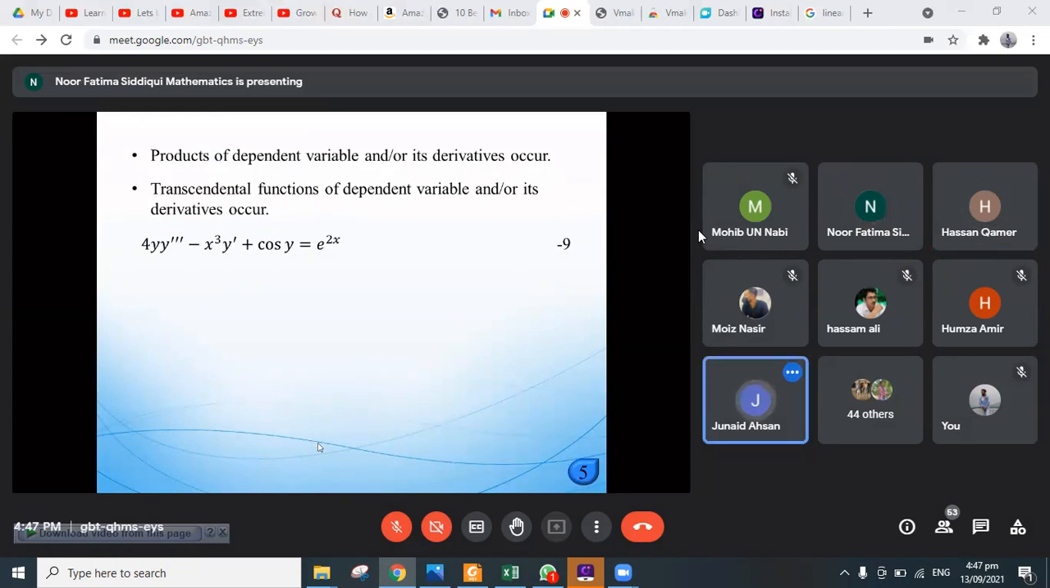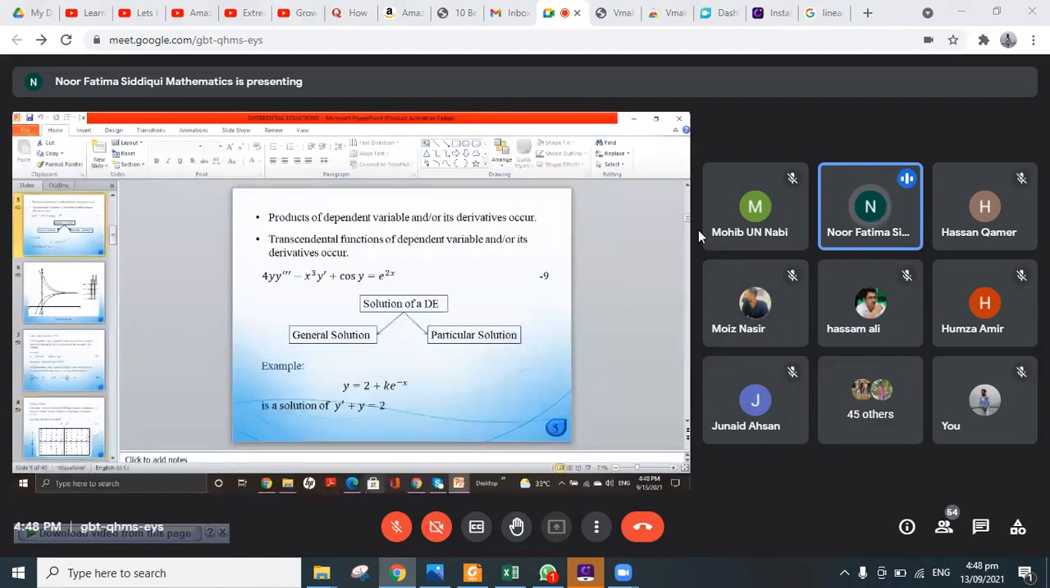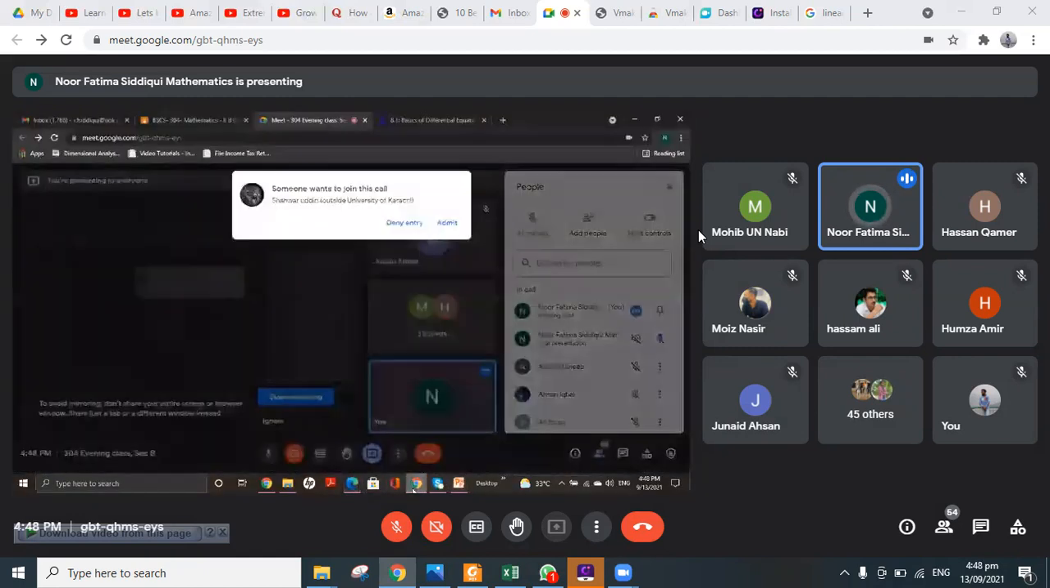Equation number 9 is non-linear because it has a product of y and its derivatives also. If you observe the first term, the product of dependent variable and its derivatives is present. That is why it is a non-linear differential equation. Plus cos y, a trigonometric or transcendental function, is present with the dependent variable, so it is also a non-linear differential equation. Before going to the solution of differential equations, I would like to discuss some more examples.